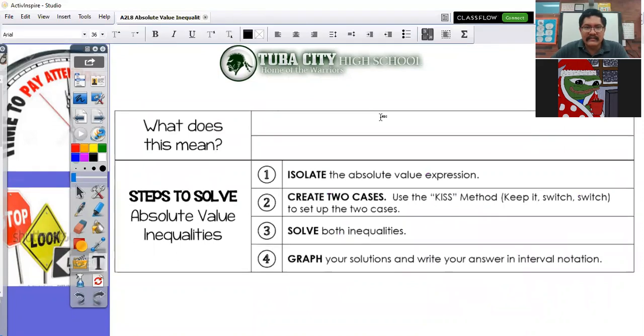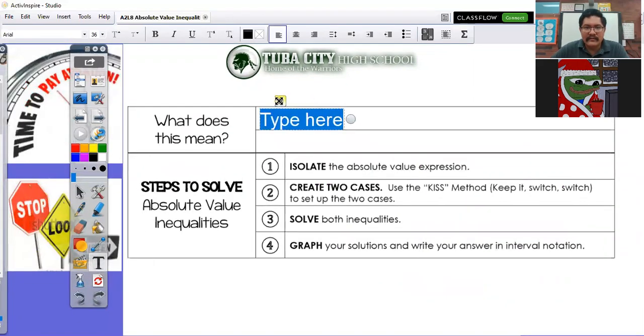So what exactly does it mean though? Absolute value inequalities and compound inequalities are kind of the same thing.